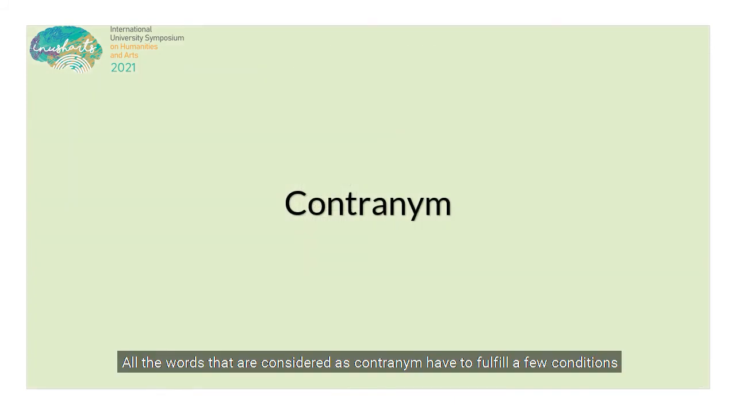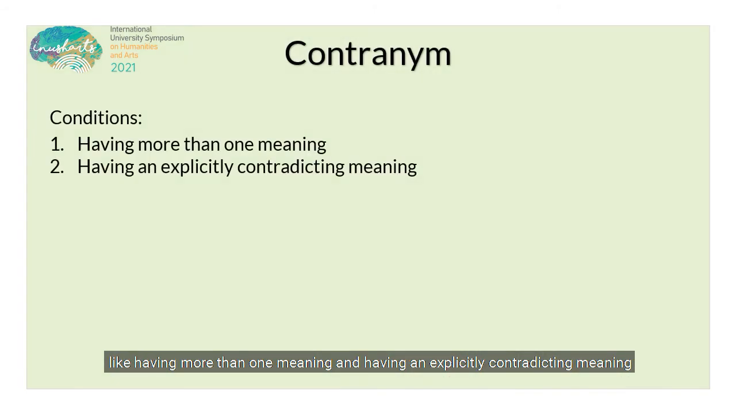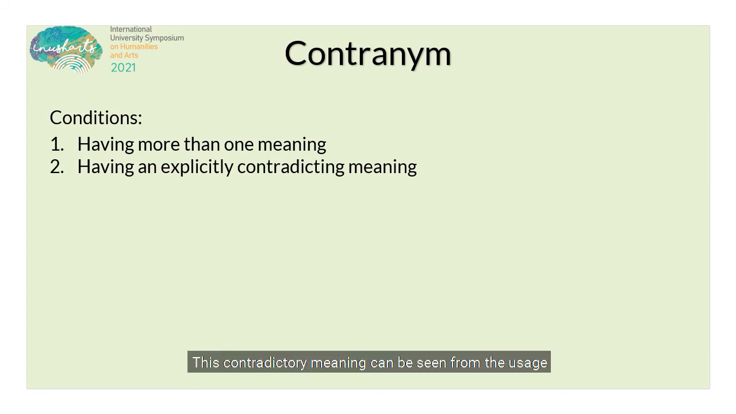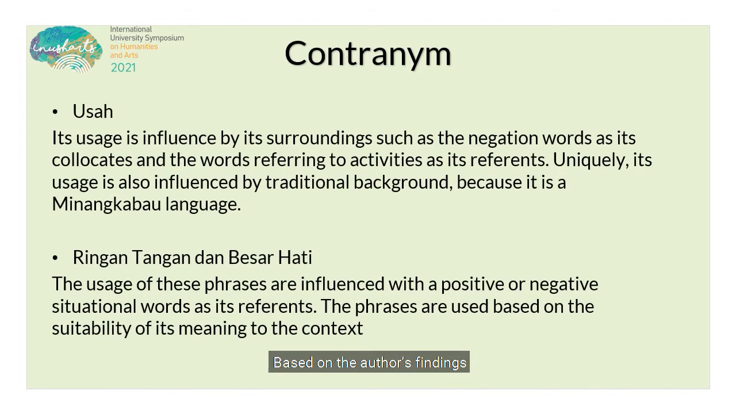All the words that are considered as contronym have to fulfill a few conditions, like having more than one meaning and having an explicitly contradicting meaning. This contradictory meaning can be seen from the usage. Based on the author's findings, it is clear that these contronym words are highly influenced by the surrounding environment of the word. It can be seen from the collocates, which show a negation, and also by its reference, which show the behavior of each word.